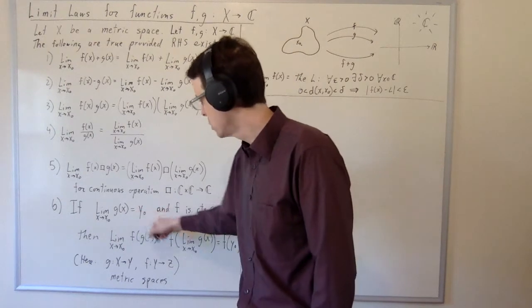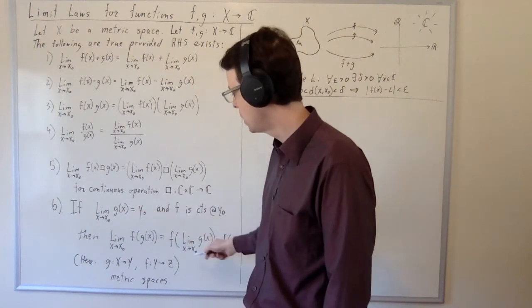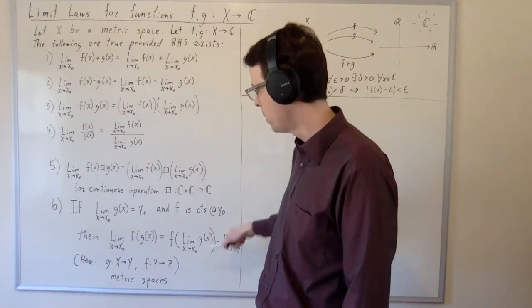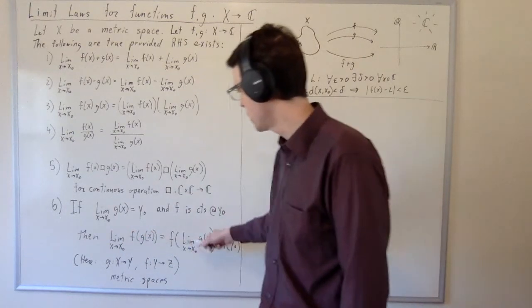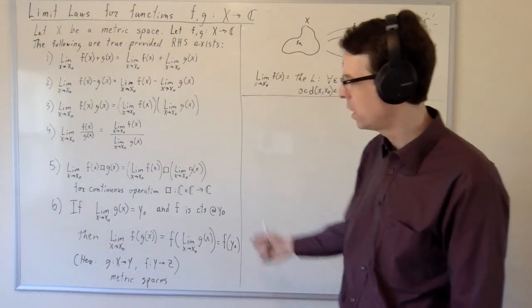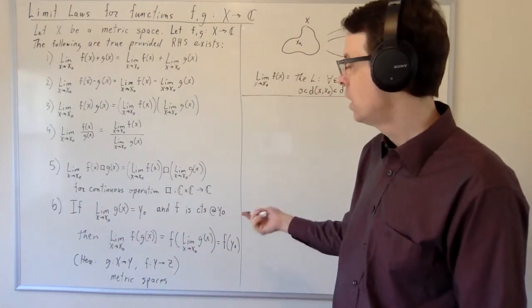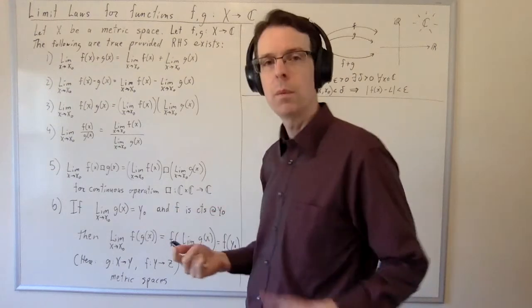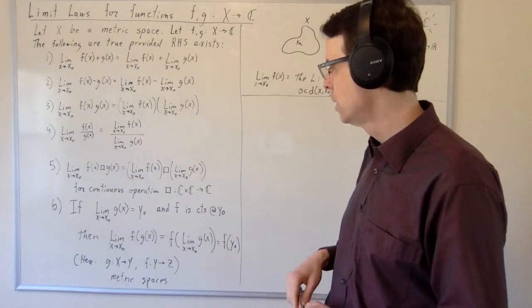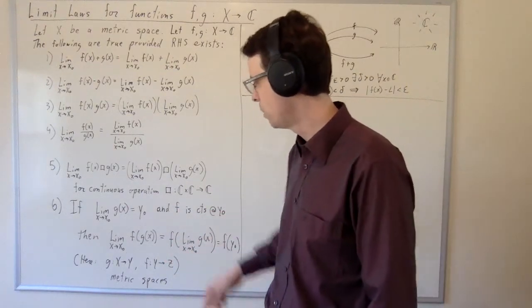So the limit of g of x is assumed to be y naught, and f itself is assumed to be continuous at the point y naught. And then we have the limit of f of g of x is equal to f of the limit of g of x. That allows us to pull any continuous function outside the limit, which is convenient to do if we're trying to compute a limit. We're going to try to pull those functions out so that we can simplify the actual limit computation here.